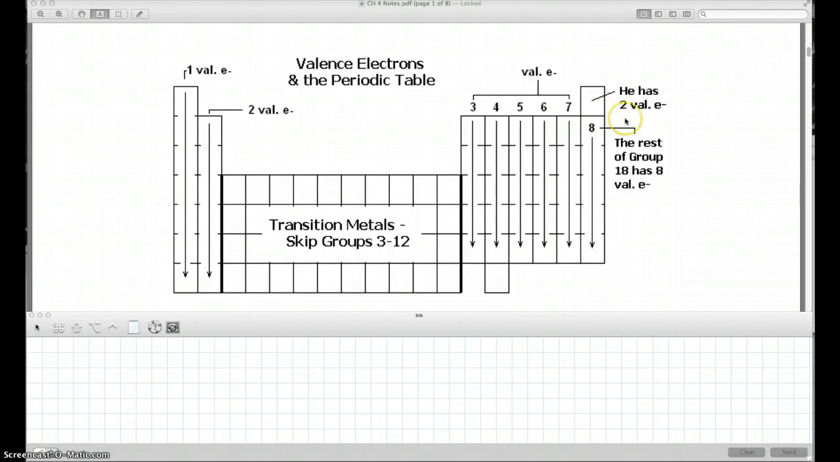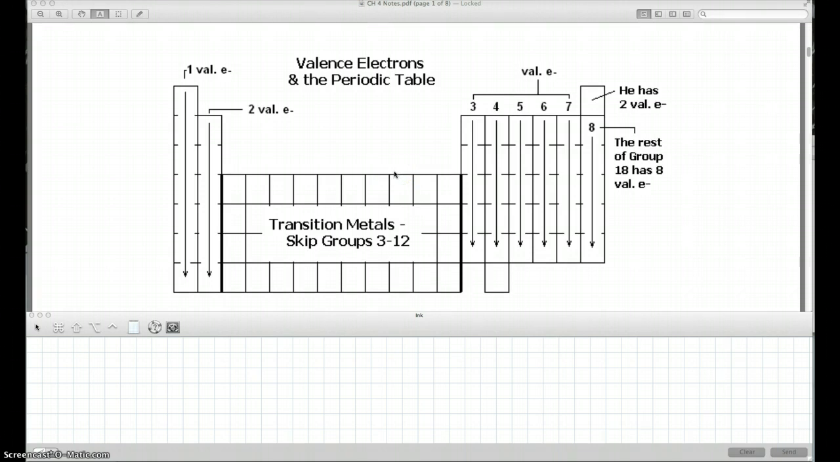So this is one pattern that you're going to want to remember on the periodic table. And I just think: 1, 2, skip a few, 3, 4, 5, 6, 7, 8. And then just remember helium is a little different, and it only has 2. So you want to remember that pattern.